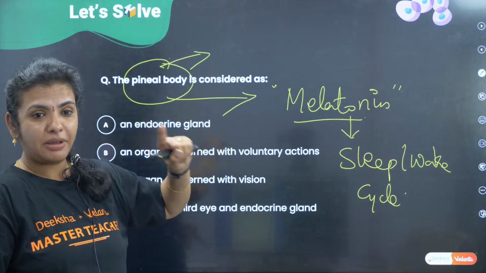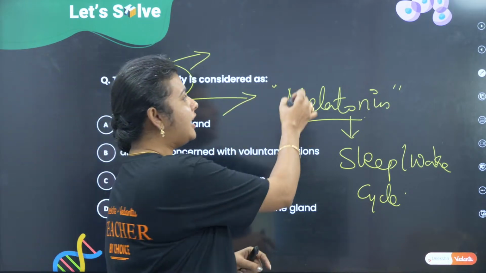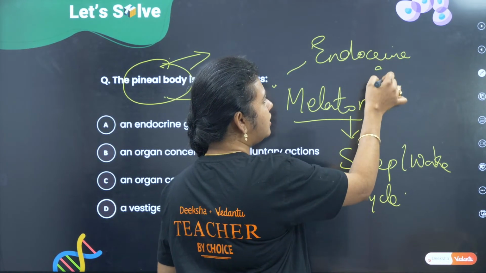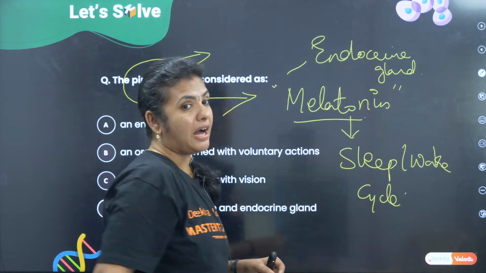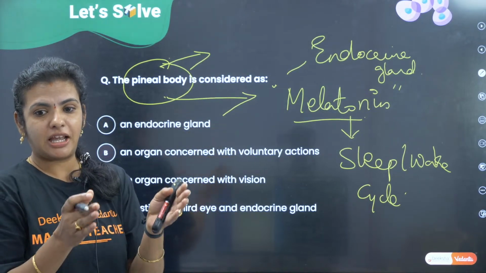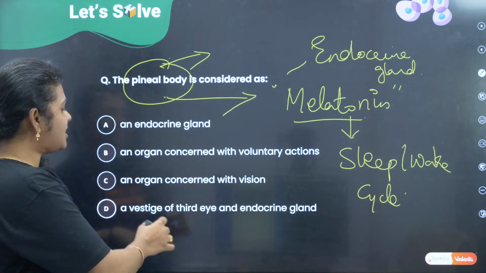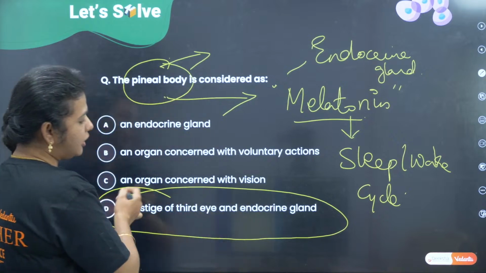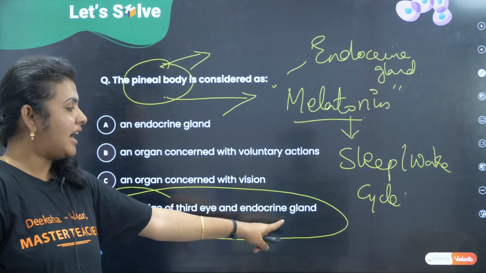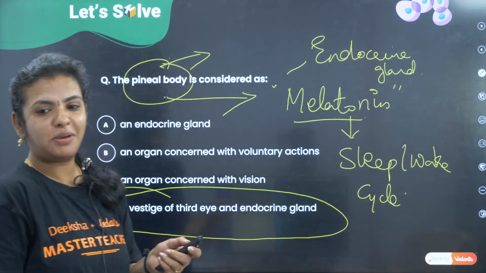All right. That means this gland is secreting hormones. So what will I call it? It is an endocrine gland. Correct. And since it is present in the part of the brain that is between the cerebral hemispheres, okay, your corpus callosum, it is going to take care of the control and coordination of the brain. So it is going to be a vestige of the third eye and an endocrine gland. Thank you, Nirmal. Thank you so very much.